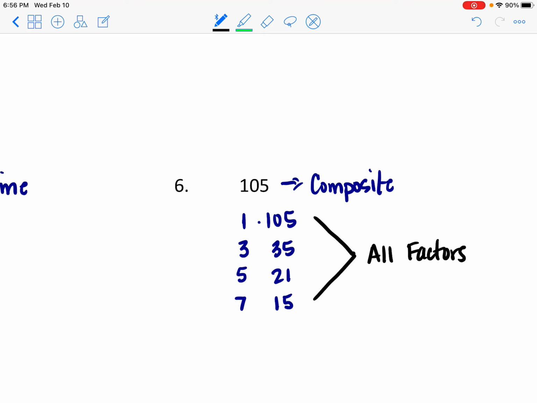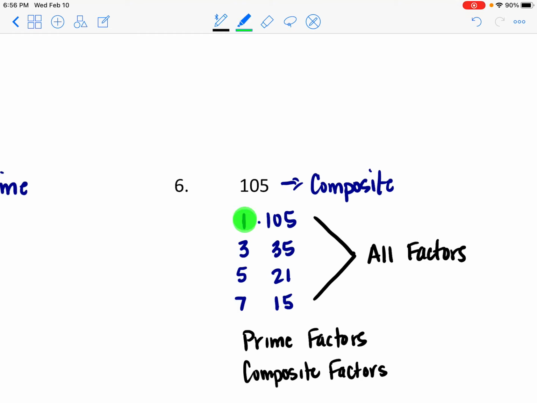But if I said which ones are prime and which ones are composite, we should be able to distinguish. I'm going to do that with a highlighter in just a second. So if I said, what are all the prime factors of 105? Well, 1 is prime, 3 is prime, 5 is prime, 7 is prime. So my prime factors are those ones that I've highlighted in green.